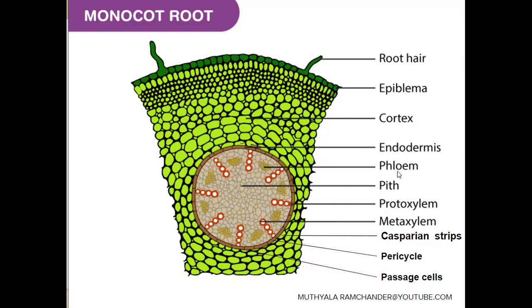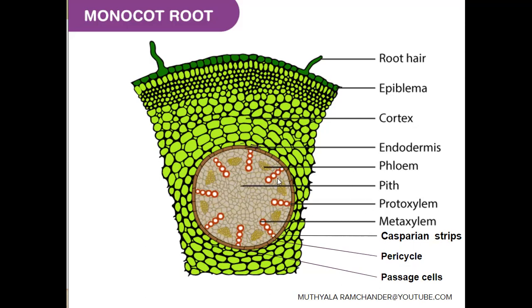Below the endodermis, the pericycle is present, a single layer or multiple layers. Pericycle is made of rectangular parenchyma cells. Sometimes the pericycle produces lateral roots. Below the pericycle, vascular tissues are present in a radial position. The vascular tissues are xylem and phloem.